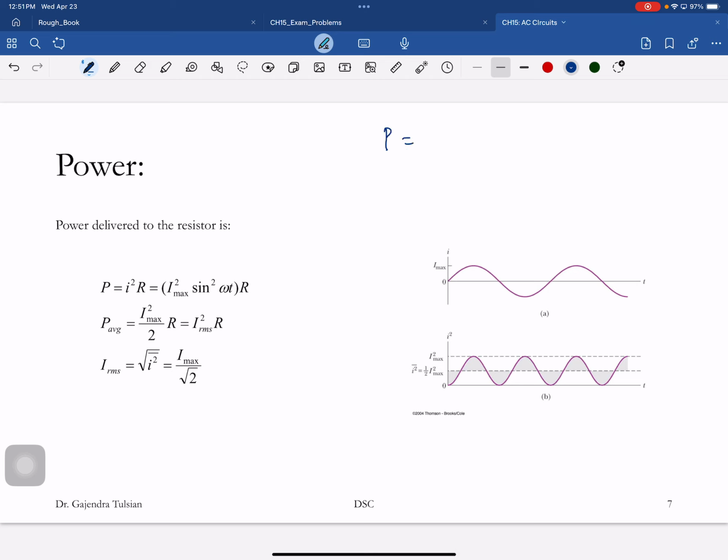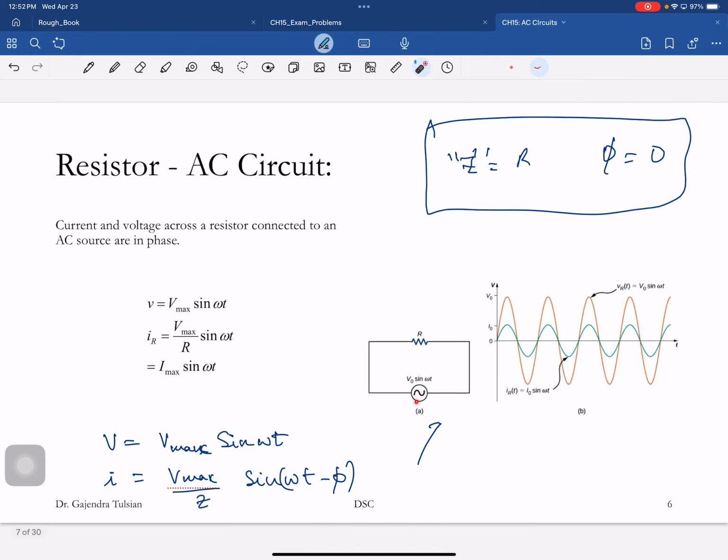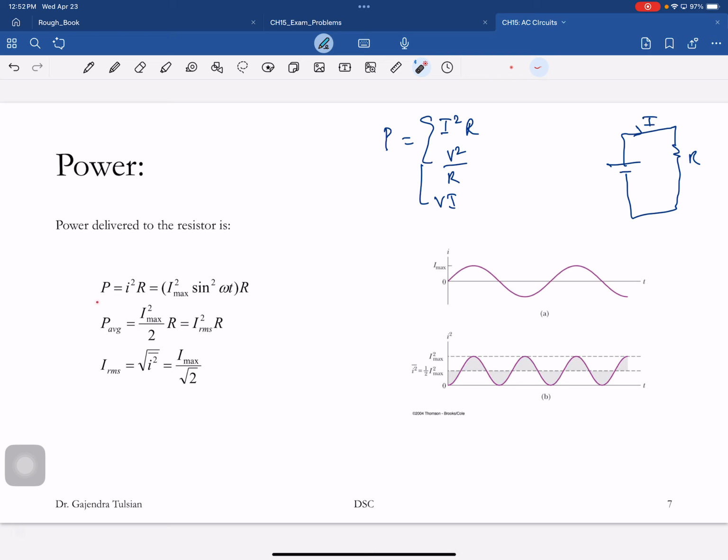Power. When you had a DC circuit like this, the power dissipated in the load could be calculated in one of three ways: I squared R, V squared over R, and V times I. Let's say we have connected an AC source to this resistor. This could be a light bulb, and the power dissipated is I squared R.